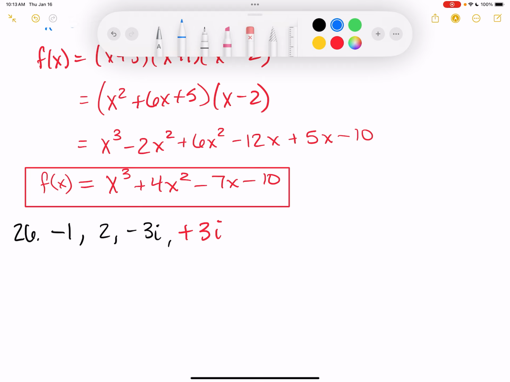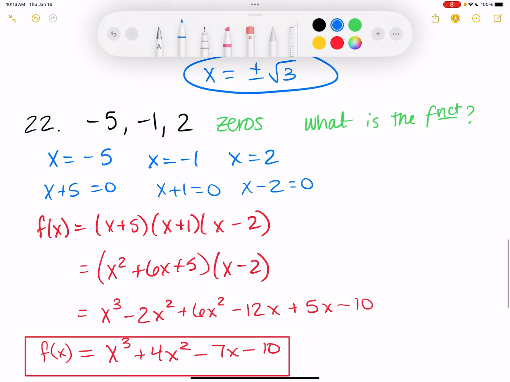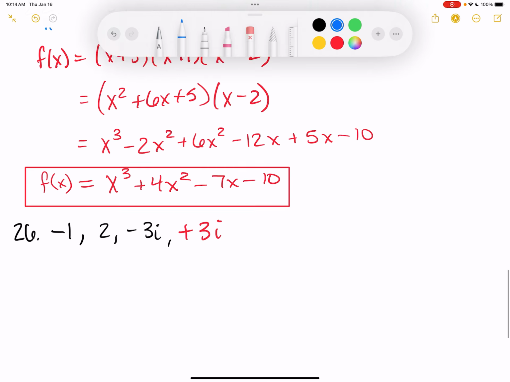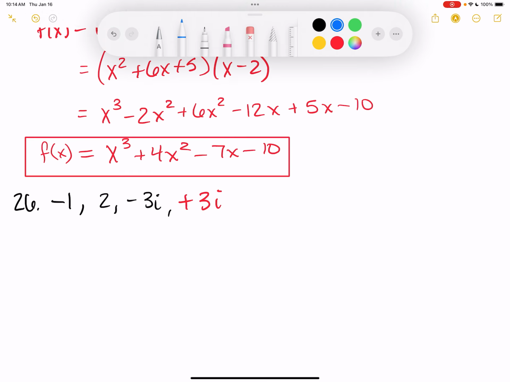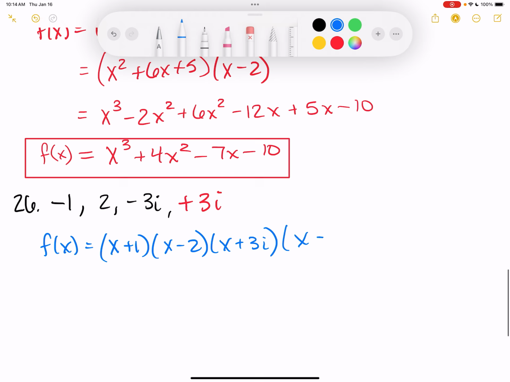Okay, anyways, back to this. So I'm not going to write out every little step like I did here. I'm going to go straight to these factors. Okay? I trust that we can do that. We just changed the sign when we put them with x. So f of x equals x plus 1 times x minus 2 times x plus 3i times x minus 3i.